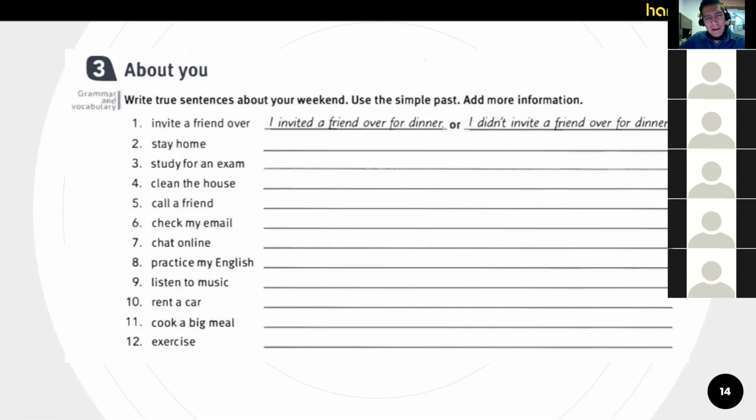Aline, what about the number 4? Yesterday, I cleaned the house because was dirty. Okay, because it was dirty. Perfect. Cami, number 5.